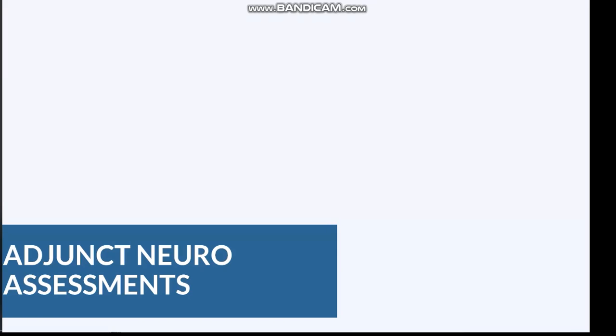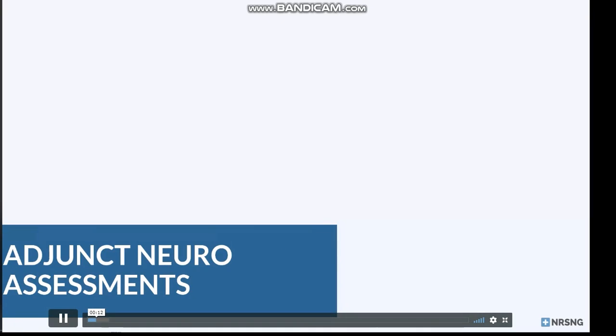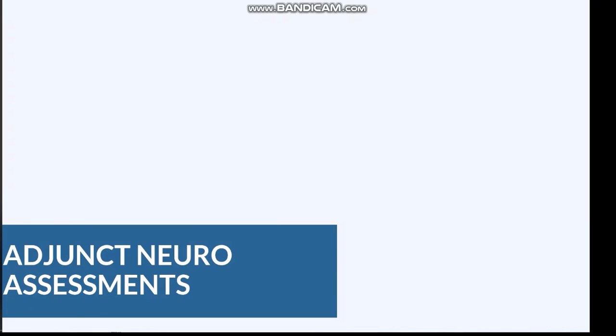So in this lesson, we're going to talk about adjunct neuro assessments. Now, these are assessments that you can add to your routine neuro exam if you need more information or you want to go into further depth. These are especially helpful if your patients have abnormal findings on their routine exam. You can get more information with these.